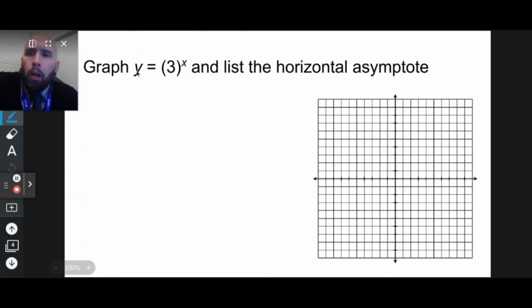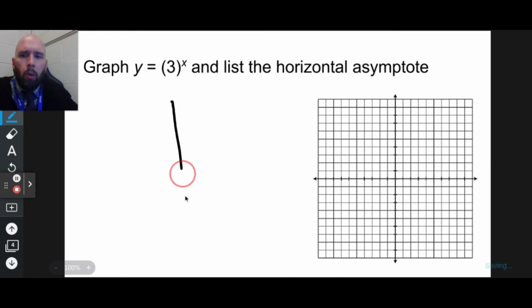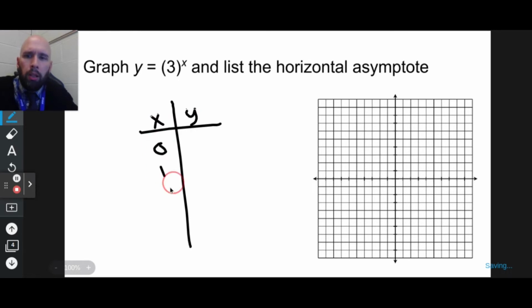Put me up there. Graph y equals 3 to the x and list the horizontal asymptote. Now, that's one thing that we've never mentioned, so we'll save the horizontal asymptote for the end of the problem. But what we have is y equals 3 to the x. I'm going to make myself a table and see what we have. So I'll start out with 0, 1, 2, 3.